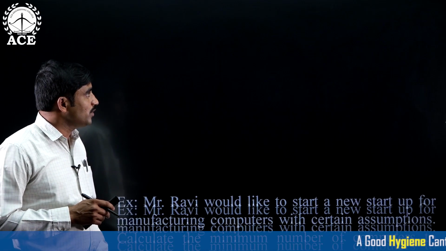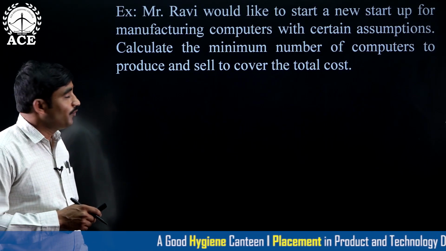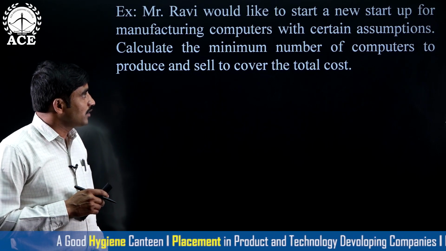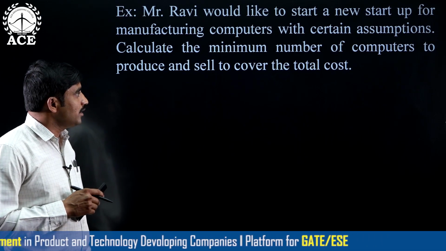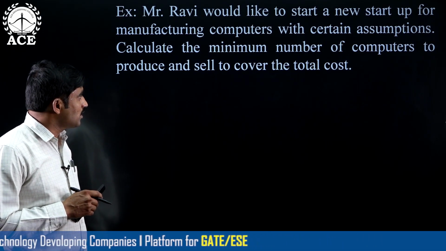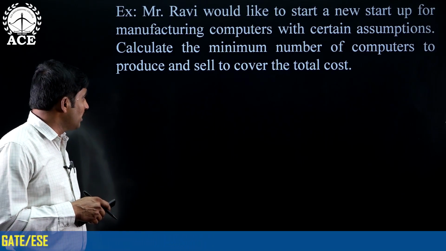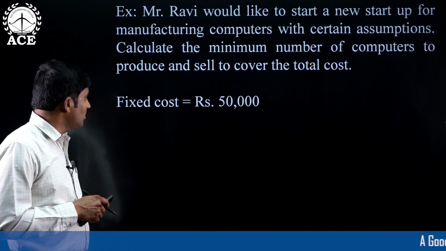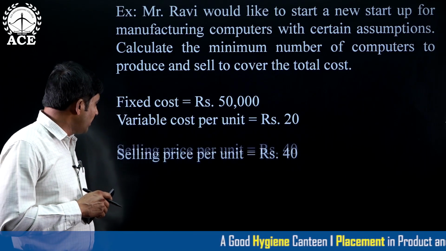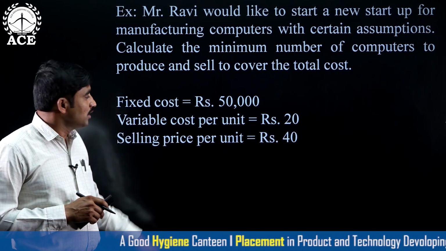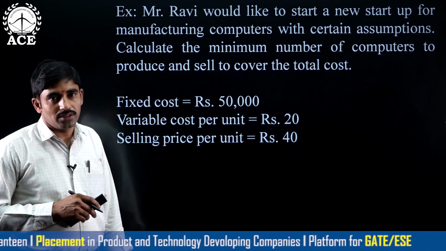Now let us see one simple scenario of how to calculate this break-even point by using certain data. Mr. Ravi would like to start a new startup for manufacturing computers with certain assumptions. Calculate the minimum number of computers to produce and sell to cover the total cost, in order to suggest to Ravi whether to manufacture. The assumptions are fixed cost 50,000 rupees, variable cost per unit is 20, and the selling price per unit is 40. So they are the three assumptions that he has made before starting manufacturing computers.